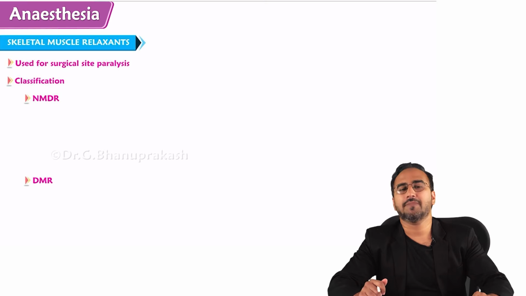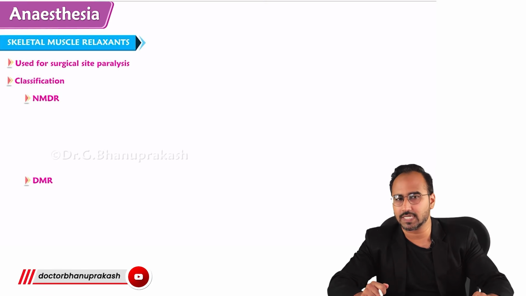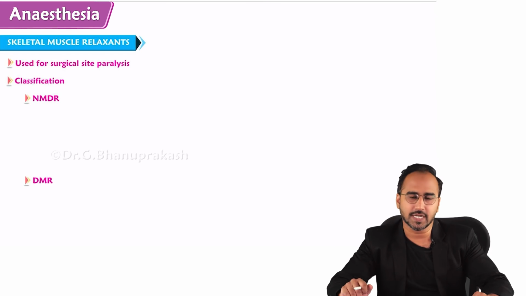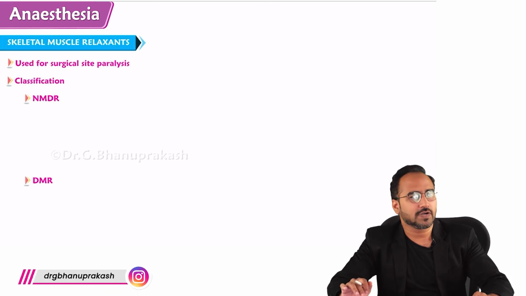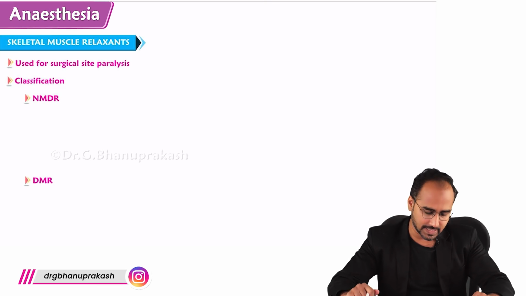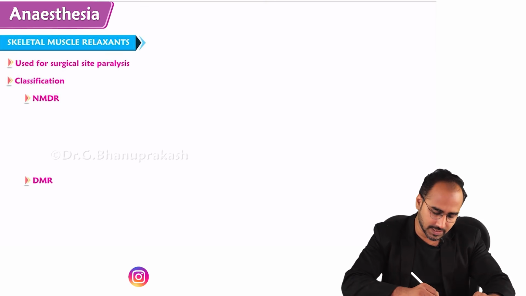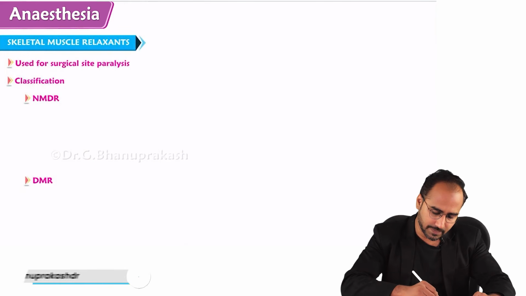Muscle relaxants. What drugs are muscle relaxants? When do you call a drug a muscle relaxant? A muscle relaxant is a drug that, when given to a person, causes paralysis of the muscle or relaxes the muscle membrane. That is called a muscle relaxant, right? What we need to remember is where the muscle relaxant will act. First of all, muscle relaxant is used for surgical site paralysis.